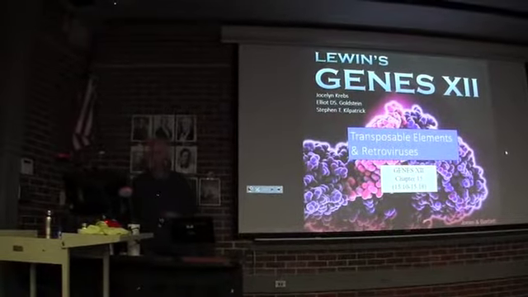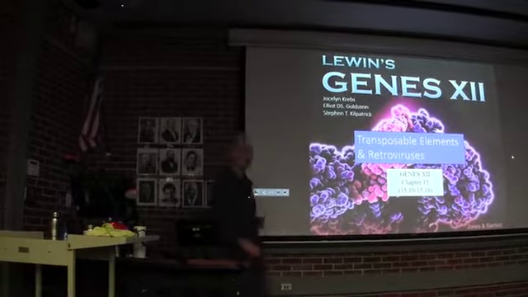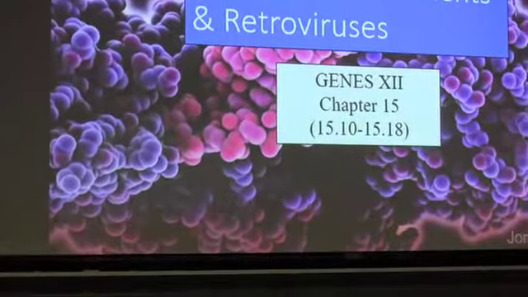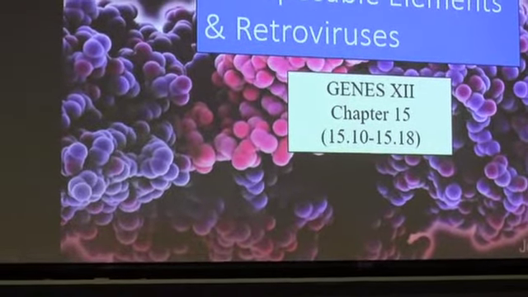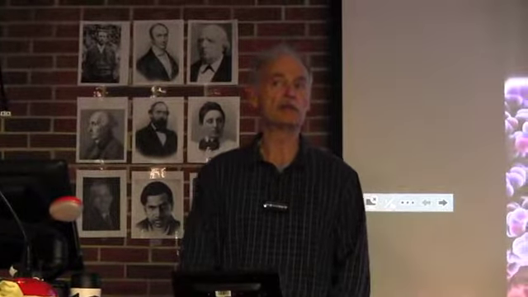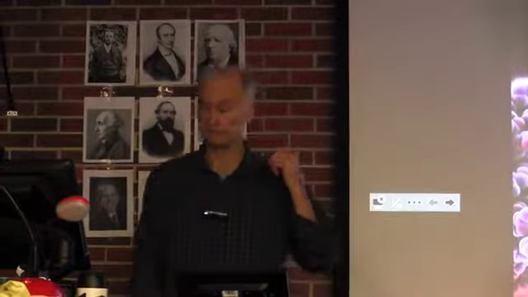And you see here the sections assigned: 15.1 is essentially the whole chapter. Chapter 15 is on transposable elements and retroviruses. We'll go all the way through the end. Some of the last topics we won't cover in depth, but you'll be responsible for what's on the slides here.